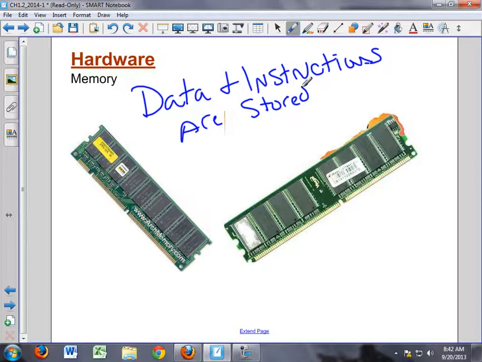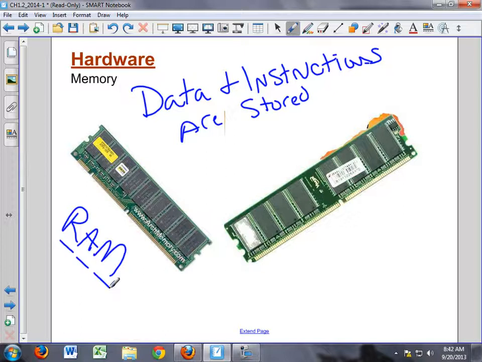However, compared to a hard drive, this is multiple times faster, because a hard drive is also where data and instructions are stored. But if the CPU can just use cache or use RAM, random access memory, it will be way faster than if it ever goes out to a hard drive.